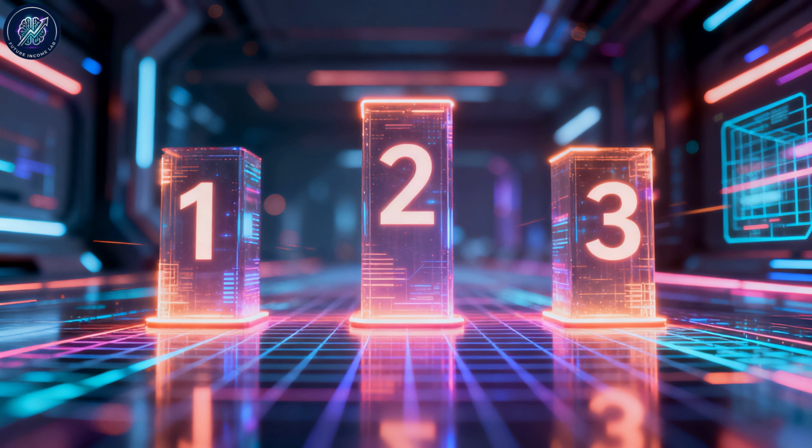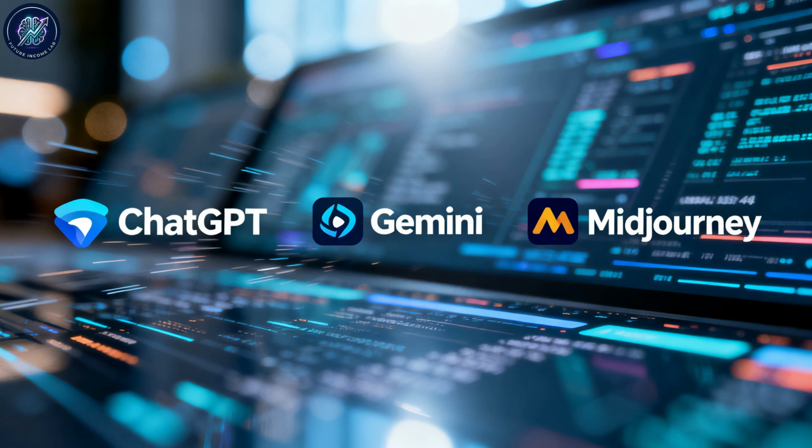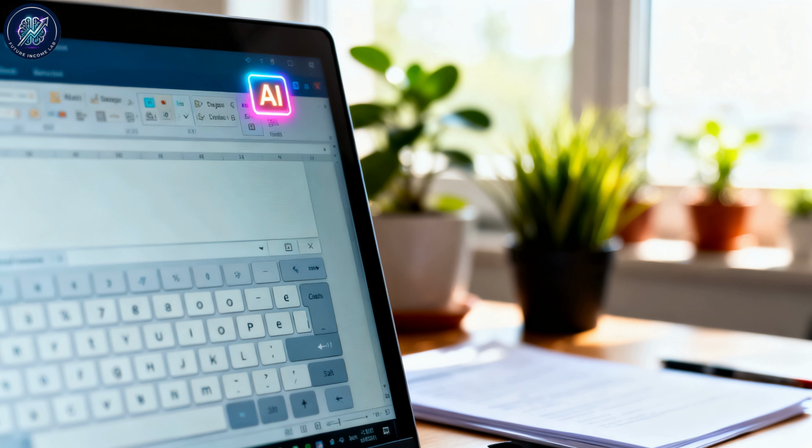Wrong. There are 3 major categories of AI tools. 1. Standalone AI tools. These are tools you open directly and start using instantly. Examples: ChatGPT, Gemini, Claude, Perplexity, Midjourney, Gamma, Otter.ai. They don't require integration. They work like apps.